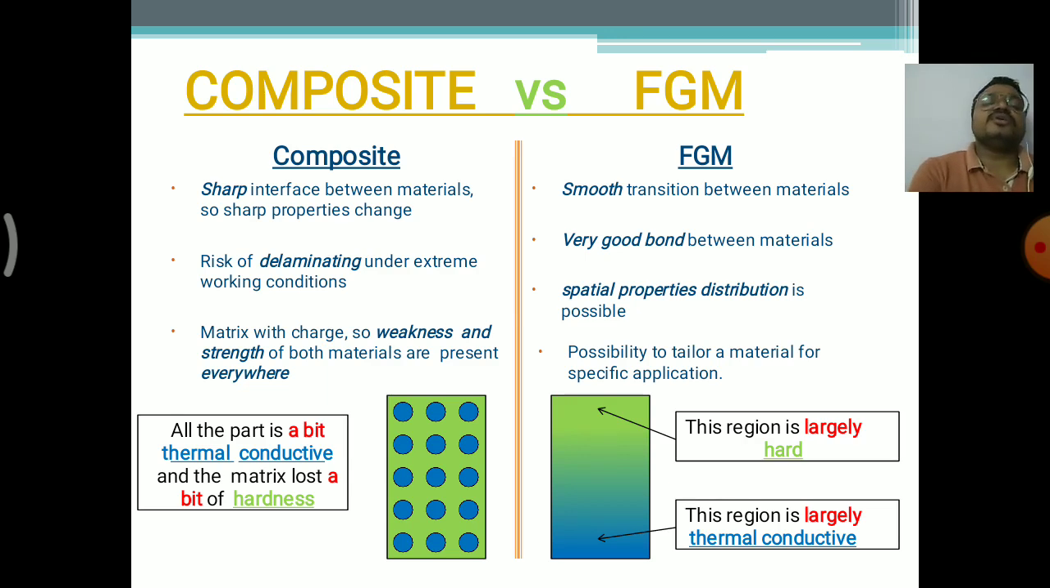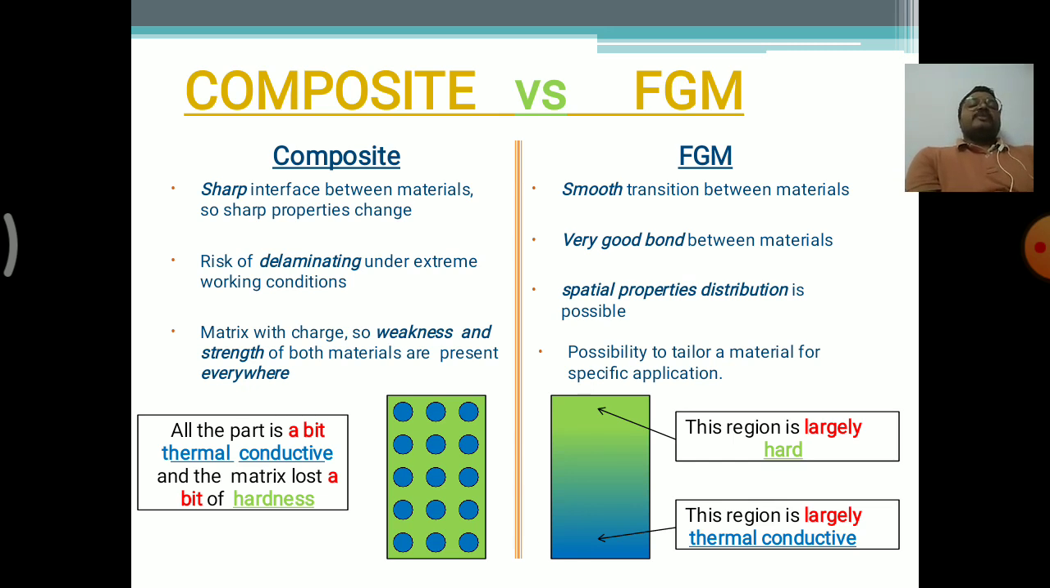First we define the difference between the composite and FGM. The earlier edition of developed materials is composites, and the latest edition is the FGM, functionally graded materials. The first difference is the sharp interface between the materials, so sharp property changes can occur. But in FGMs, a smooth transition between the materials can occur. Composites run the risk of delamination of the layers under extreme working conditions, but FGM can maintain a very good bond between the materials.